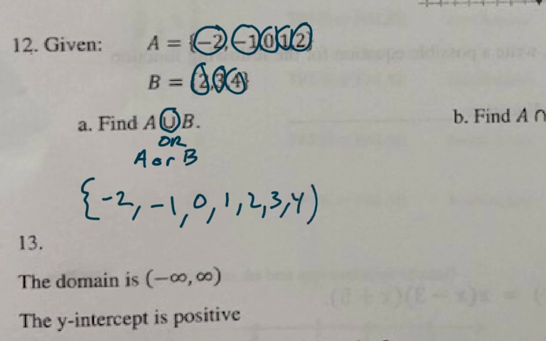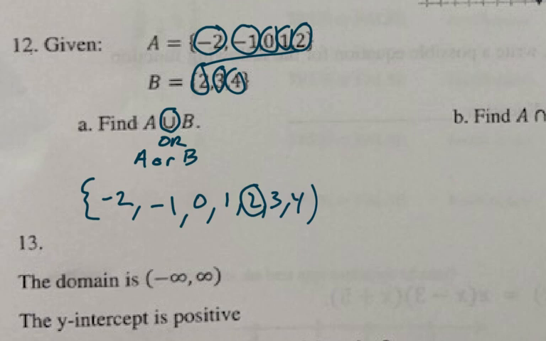It's literally the combination of A with B. No repeats now. You can't repeat. Notice I did not repeat the 2. You just listed it as one item, or one, forgot the term, one member of your set.